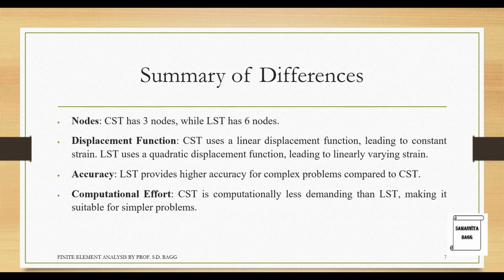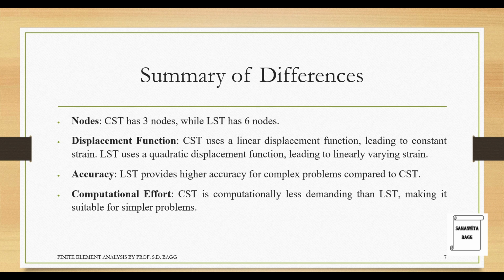We'll talk about the summary of differences between CST and LST. Nodes. CST has 3 nodes while LST has 6 nodes. Displacement function. CST uses a linear displacement function leading to constant strain. LST uses a quadratic displacement function leading to linearly varying strain. Accuracy. LST provides higher accuracy for complex problems compared to CST.